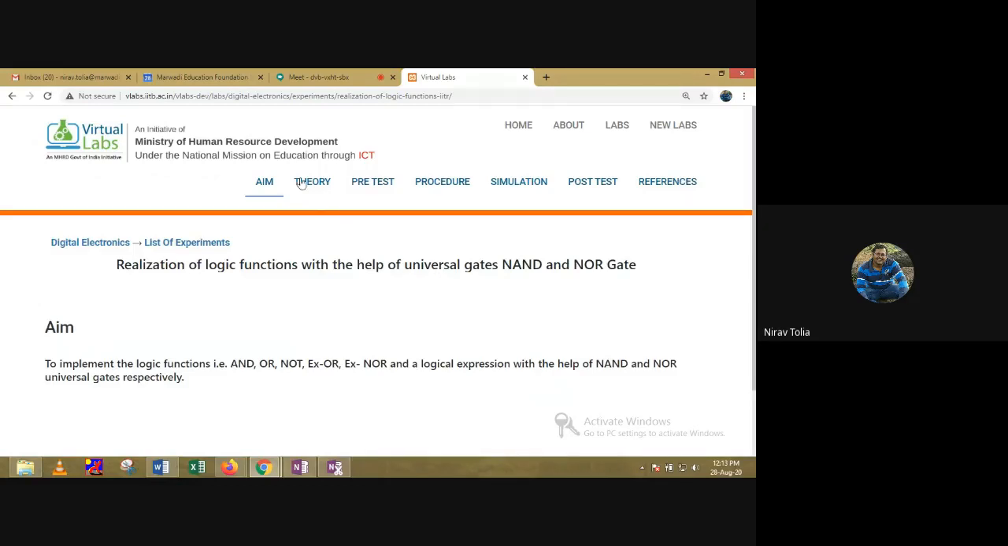Again, it's the same thing. It gives you the aim of the practical, then the theory of the practical. After the theory, we have to take the test, so there is a pre-test. After the pre-test, we have a procedure, then simulation, and after the completion of simulation, we have a post-test. And last, we have different references regarding this experiment. There are books and links given. So this is how the experiment will work.